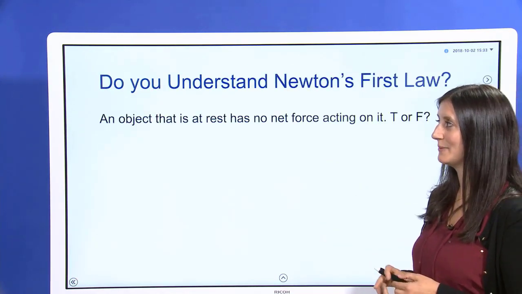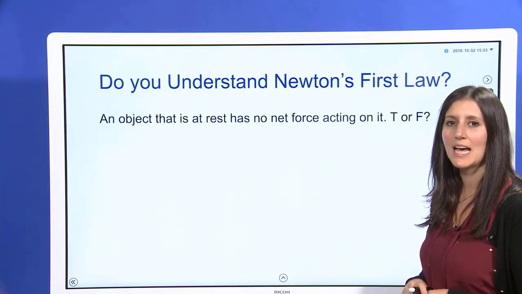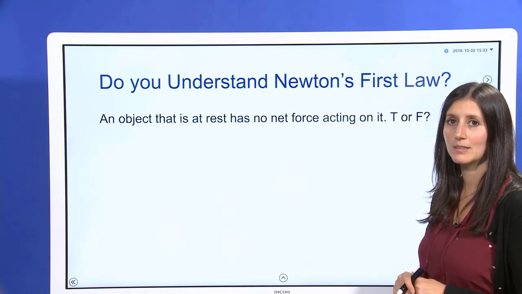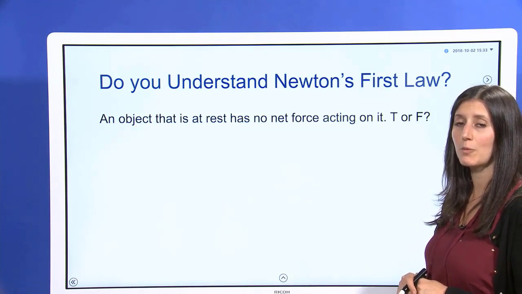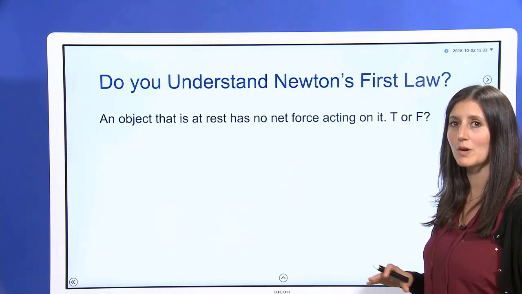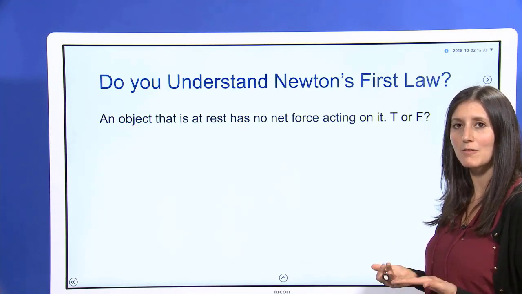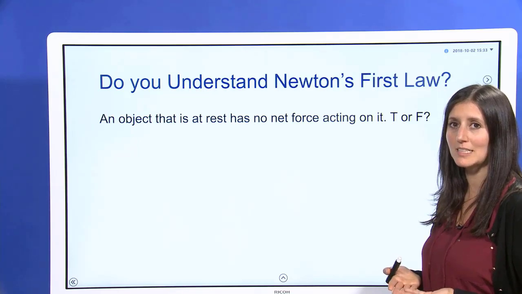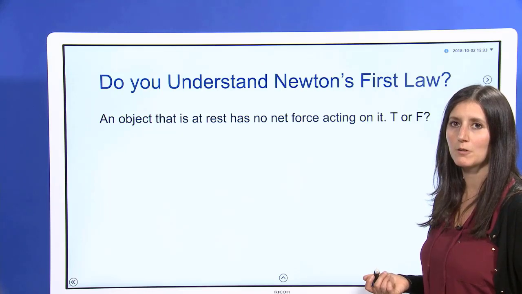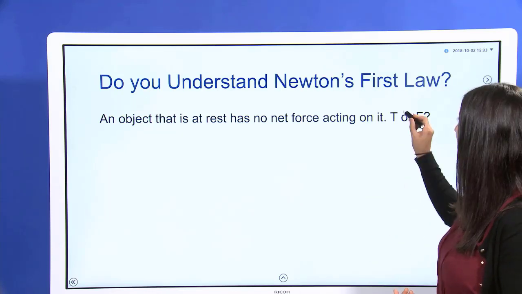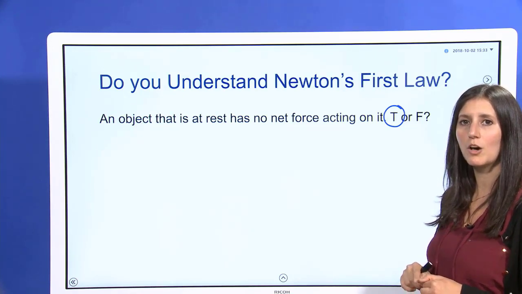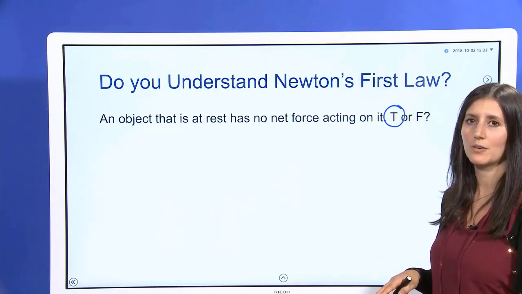Okay, so next question. An object that is at rest has no net force acting on it. Is that true or is it false? Okay, so if an object is at rest, then it must be in equilibrium because its velocity is constant. If you're at rest, your velocity is 0 and it's constant. It's staying 0 all the time. So that means you must have no net force acting on you. So this would be true.